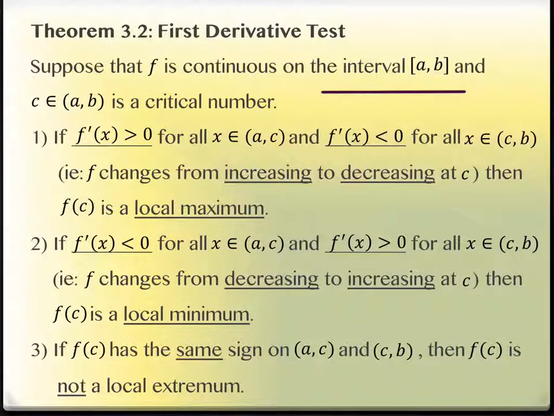Here's an interval. Here's A. C is somewhere in between, and here's B. That's the picture we start with, right? It's saying that the derivative is positive here, and the derivative is negative here. It's telling us that the function f changes from increasing to decreasing. And when it does that, we have a local maximum.